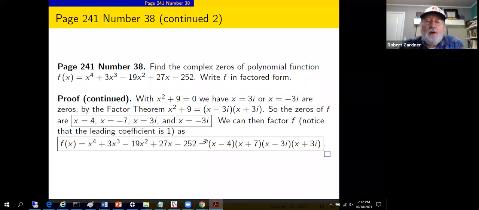Okay, fine. We could write it as x minus 4 times x plus 7 times x minus 3i times x plus 3i, using all of the 4 roots that were given here. We could also multiply these together and write it as a product of 2 linear factors and an irreducible quadratic. Irreducible over the real numbers. Remember, these two multiply together to give us x squared plus 9. We had that on the previous slide. So there it is, factored into linear terms using complex zeros. And along the way, we saw linear factors and irreducible quadratics.